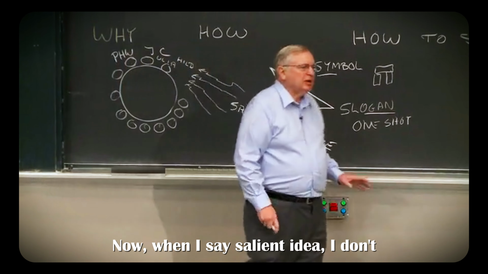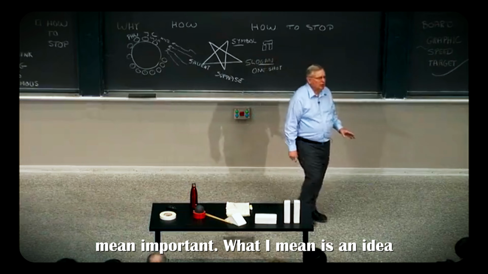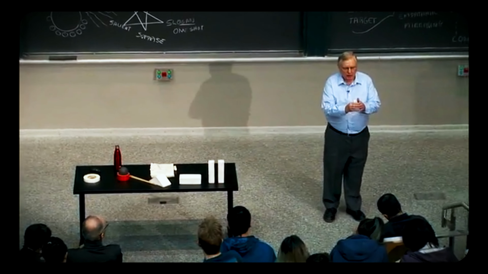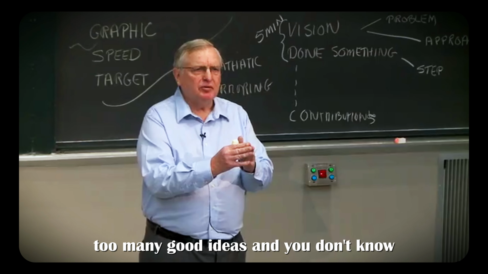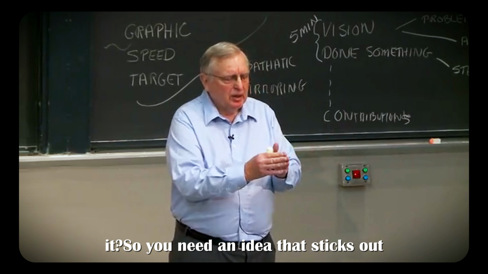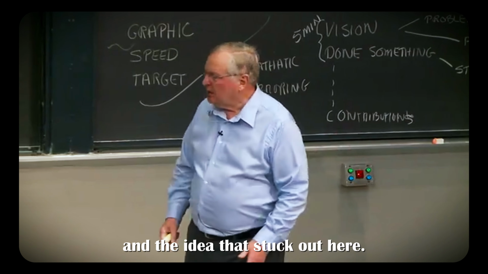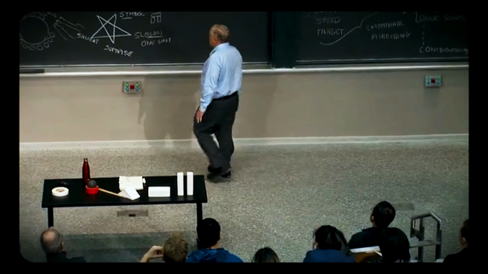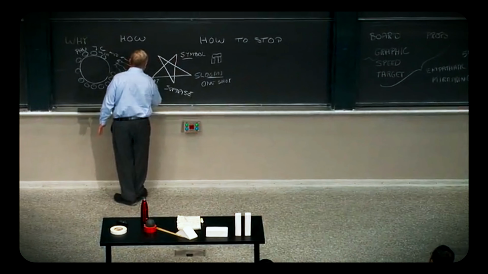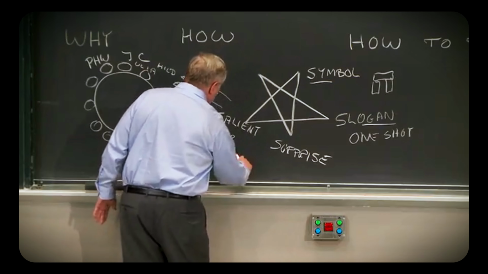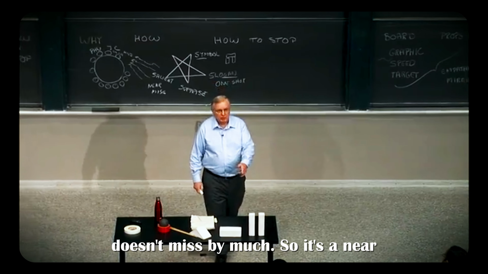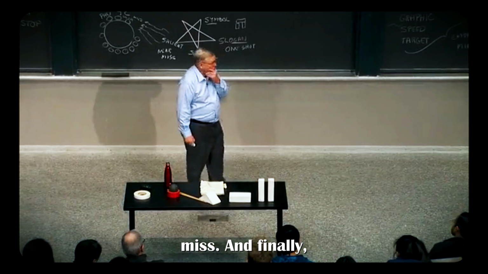Now, when I say salient idea, I don't mean important. What I mean is an idea that sticks out. Some theses, funnily enough, have too many good ideas, and you don't know what it's all about, because which one is it? So you need an idea that sticks out. And the idea that stuck out here was the notion of a near miss. You see, this is not an arch, but it doesn't miss by much. So it's a near miss.